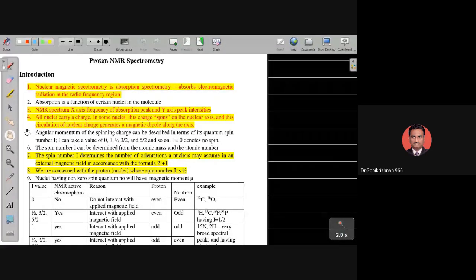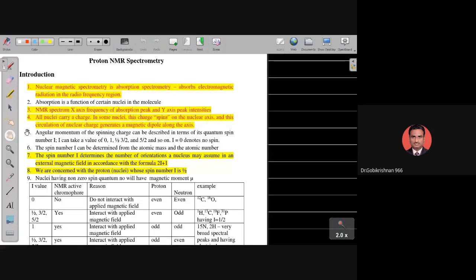Now, absorption is a function of certain nuclei in the molecule, meaning the nature of the nuclei. The nature of the nuclei can be classified based on the spin quantum number I. If it has an even number of protons and neutrons, then I is equal to 0, and in that case it is not NMR active. If it has an odd number, then the I value may be half, 3/2, and so on, and sometimes we may have a whole number also.